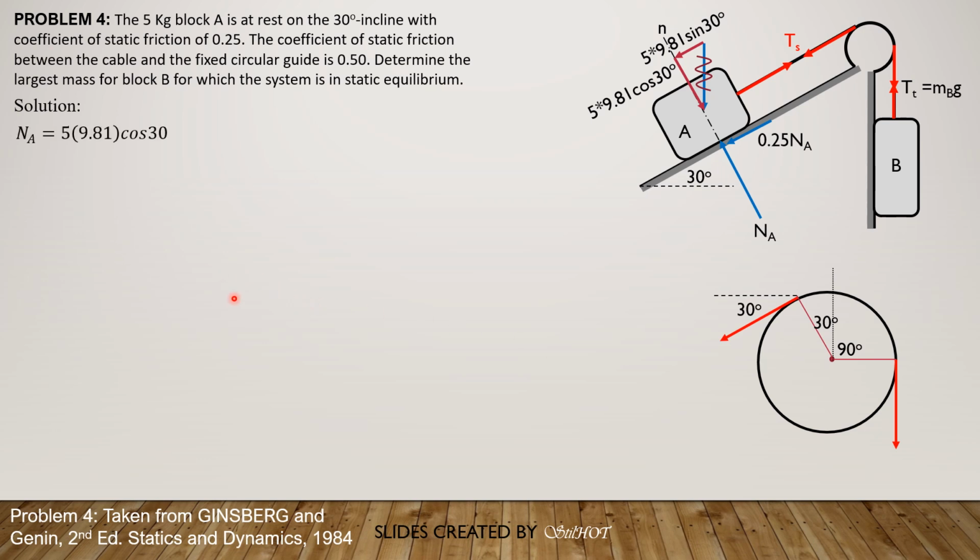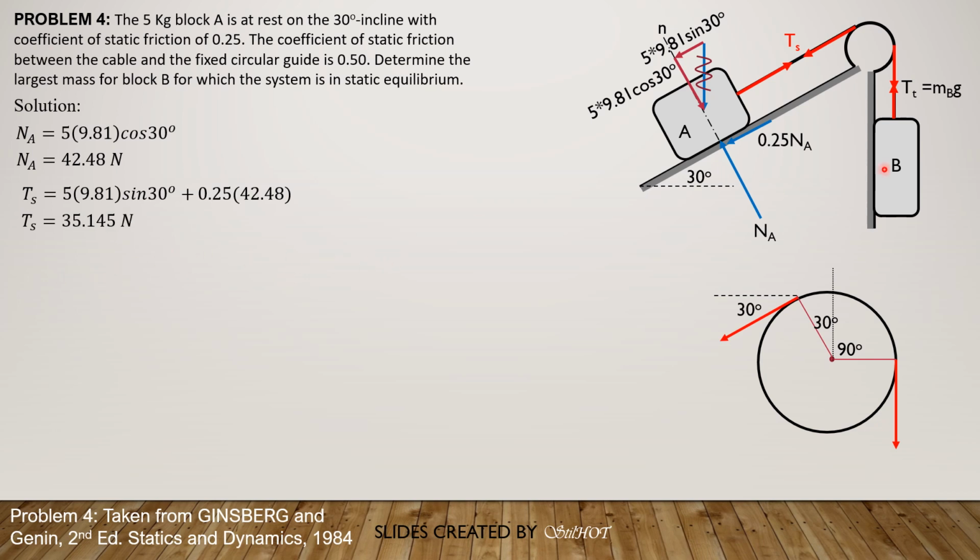So NA is equal to 5 times 9.81 cosine of 30. So NA is equal to 42.48 newtons. Then summation of forces tangential equals 0 to solve for T sub S. T sub S is equal to 5 times 9.81 sine 30 plus 0.25 of 42.48. So the slack tension is 35.145 newtons.